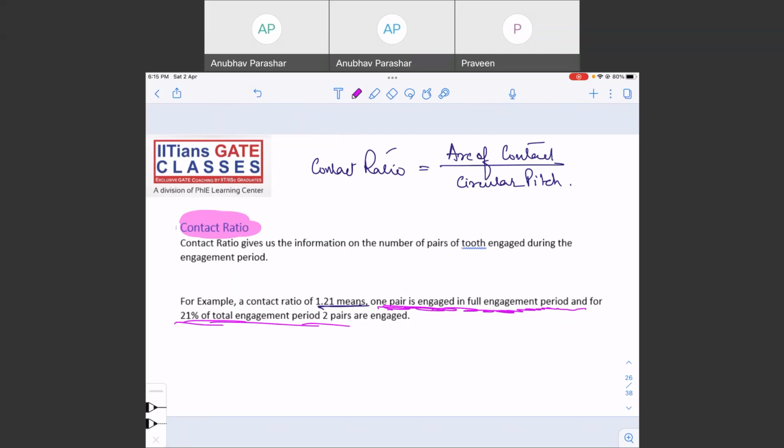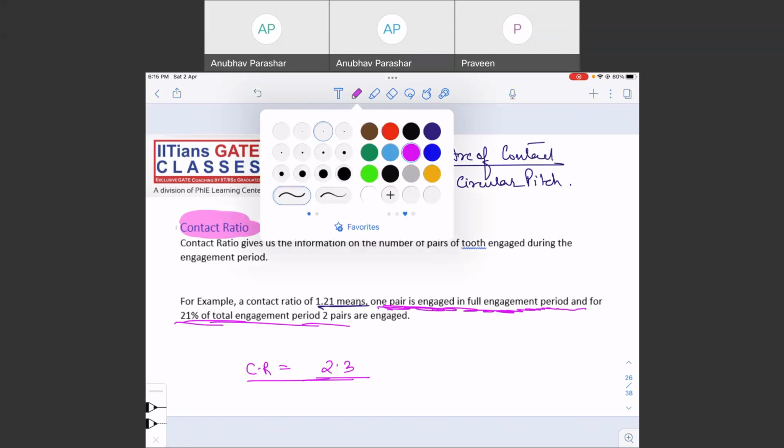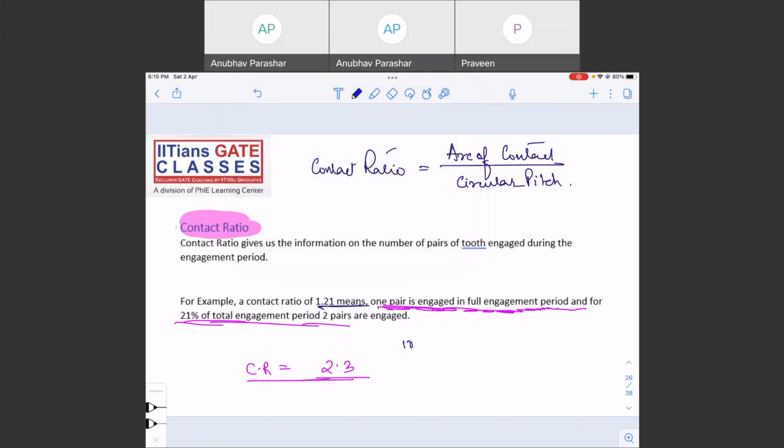For example, suppose the contact ratio is 2.3. So what does it mean? It means that 100% of the time two pairs are in contact, and 30% of the time three pairs are in contact.